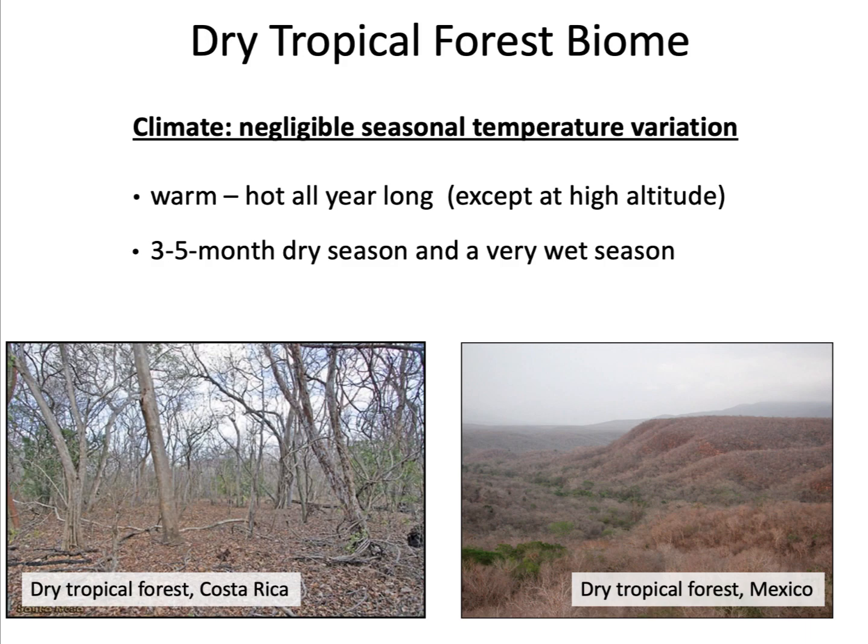And in the dry season, a lot of the plants go dormant. They drop their leaves, and even though it's hot, it almost looks like it's winter. So here we can see a dry tropical forest in Costa Rica during the dry season and a dry tropical forest in Mexico.